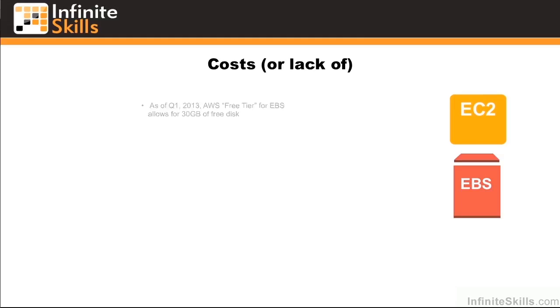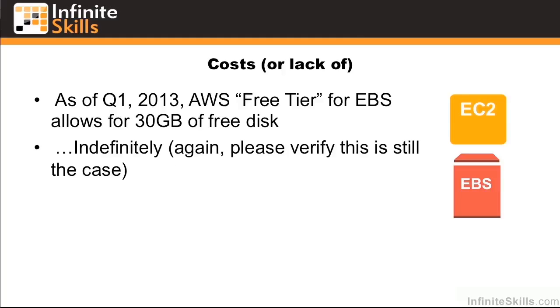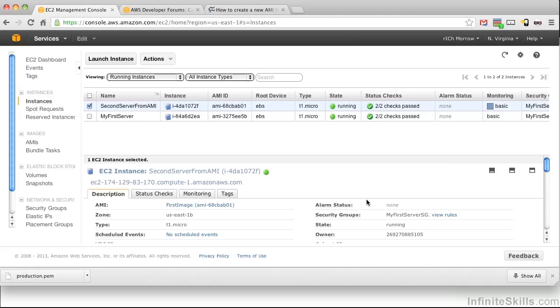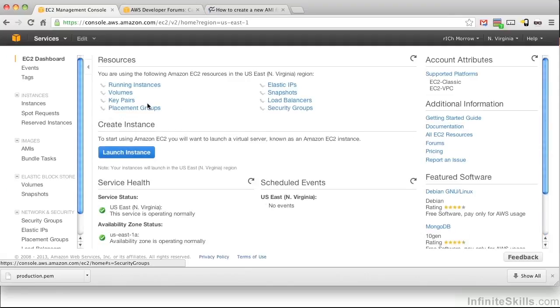The costs for most of this exercise fall under the free tier for EBS, which allows 30 gig of free disk indefinitely. Again, please make sure that this is still the case as of this lesson while you're viewing it. Another important thing to note here is that we actually spun up 2 instances. That second instance is going to come at cost. So let's go ahead and kill it now.